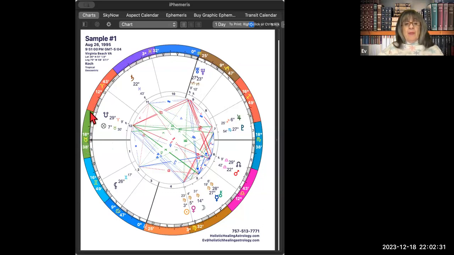Taurus is represented from this line, which is a cusp at 0 degrees, all the way here to 29 degrees and 59 minutes. And then there are subdivisions in the sign that we could look at later, but that's all represented here. The first 10 degrees, the second 10 degrees, and the third 10 degrees.